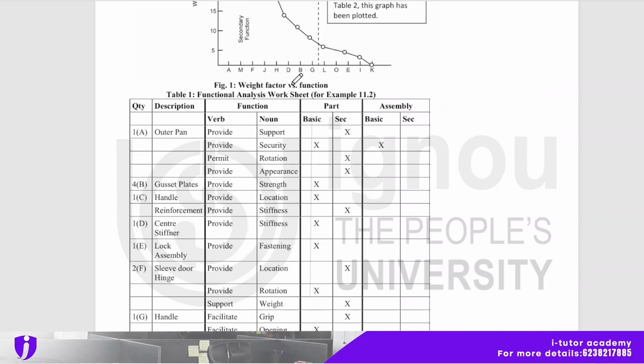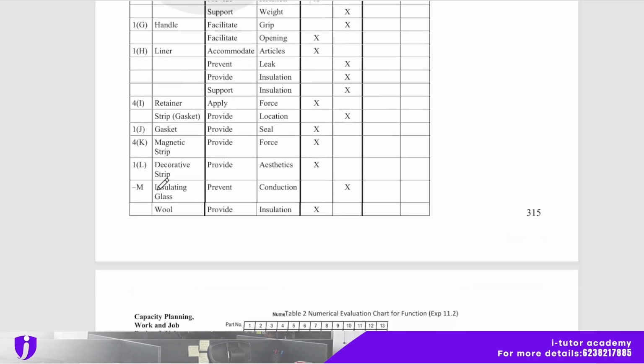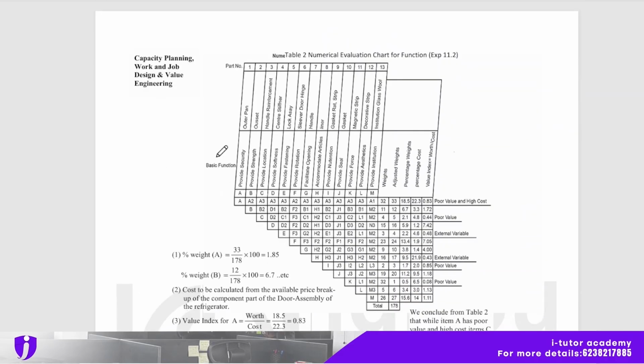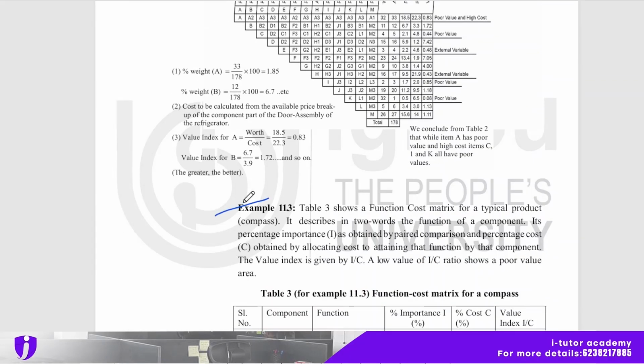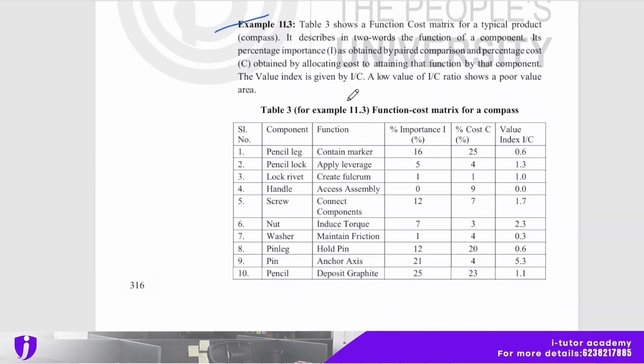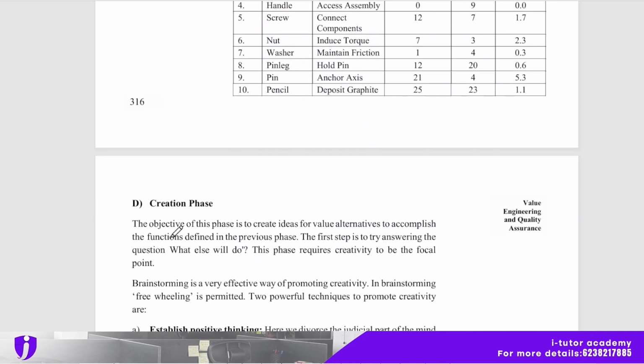Here is weight factor versus function, and here is the functional analysis worksheet. These are examples, and example 3 is here, the table functional cost metric for the creation phase.